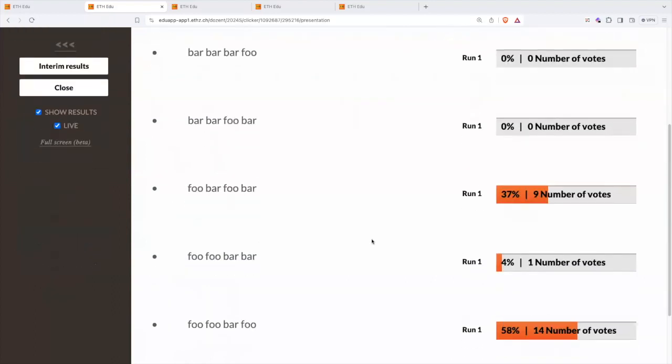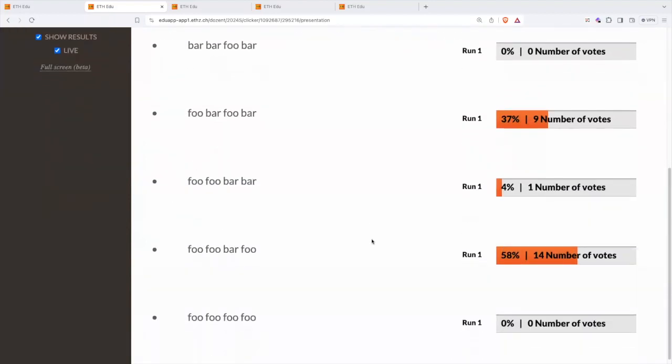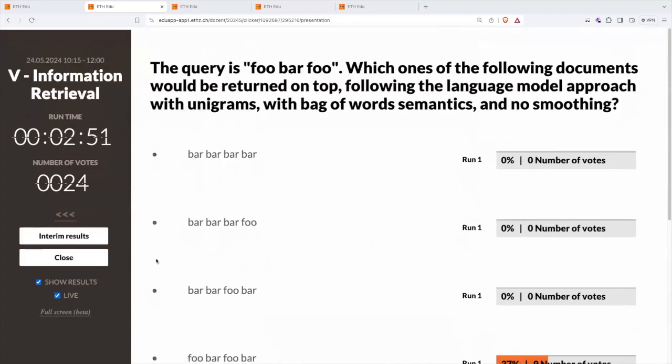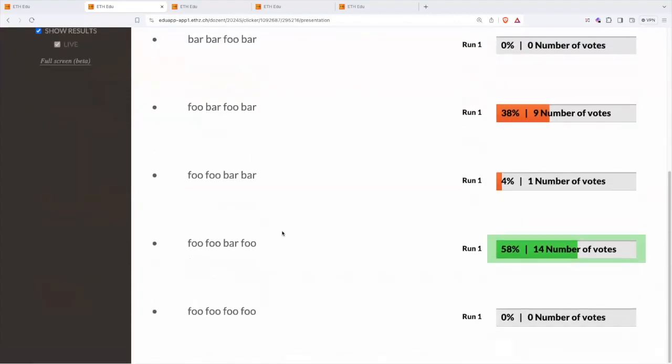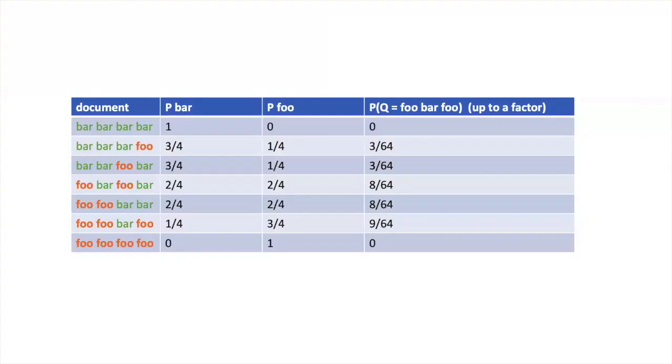So first, let's see. Foo bar, foo bar, foo, foo bar, foo. That's tight. But the answer is foo, foo bar, foo. And normally, if I got it right, because that's the sort of thing that I can easily make mistakes with. Oh, wow, the first worked here. Okay.